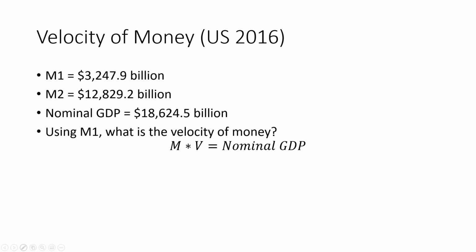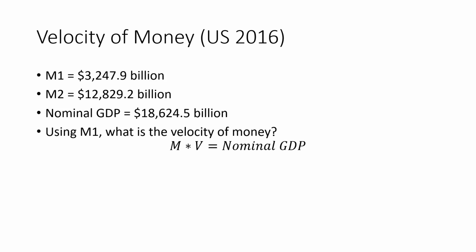Let's go through a quick example of the quantity of money equation, and we'll calculate the velocity of money here using 2 different values for M, M1 and M2. We have M1 in the United States in 2016, as well as M2 in the United States in 2016, and the nominal GDP of the US in 2016.